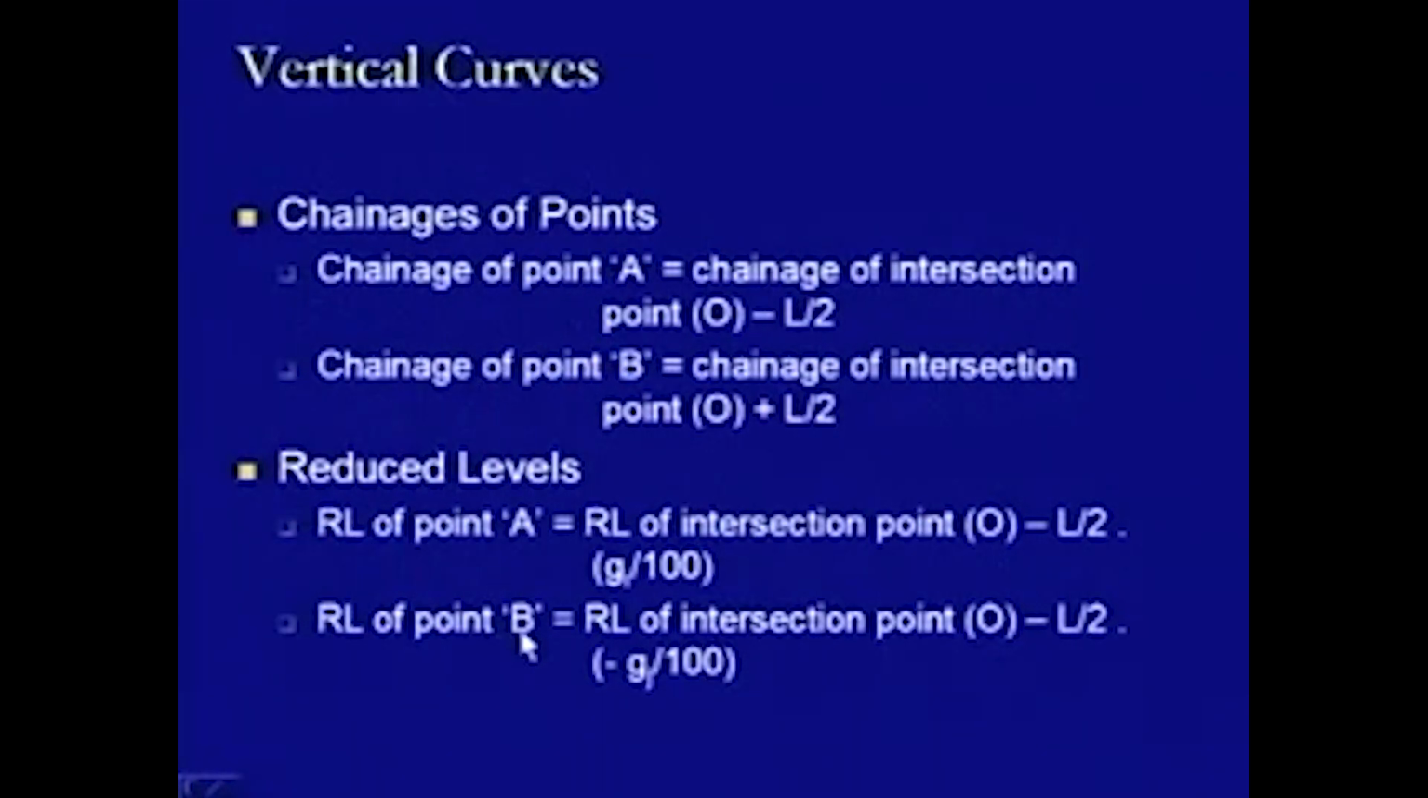Similarly, the RL of point B will be the RL of the intersection point O minus L by 2 multiplied with the gradient in that direction, and this is minus G2 divided by 100. So this is how we can find out the RL of the other point B, which is the end of the curve or the second tangent point.